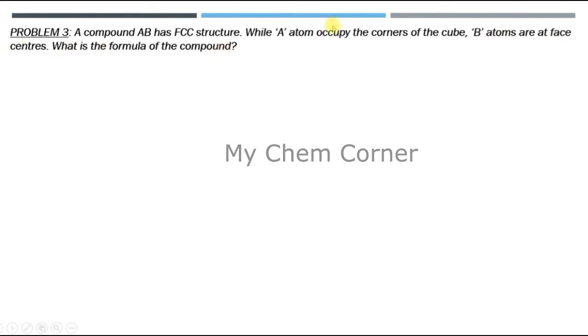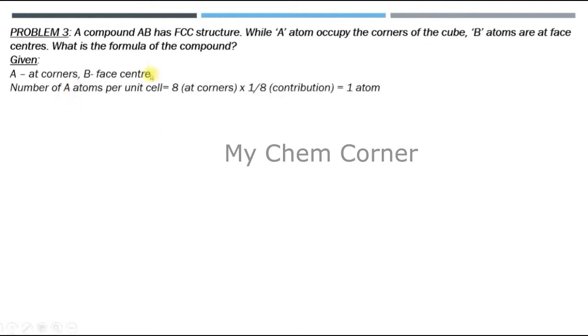Very simple one. We will take the calculation of A of a simple cube and calculation of B only at the face center. Then when you calculate this, you will get what the formula is. It's a very simple question. So let's see first what is given to us in the question. A is at the corners and B will be at the face center. Very simple one.